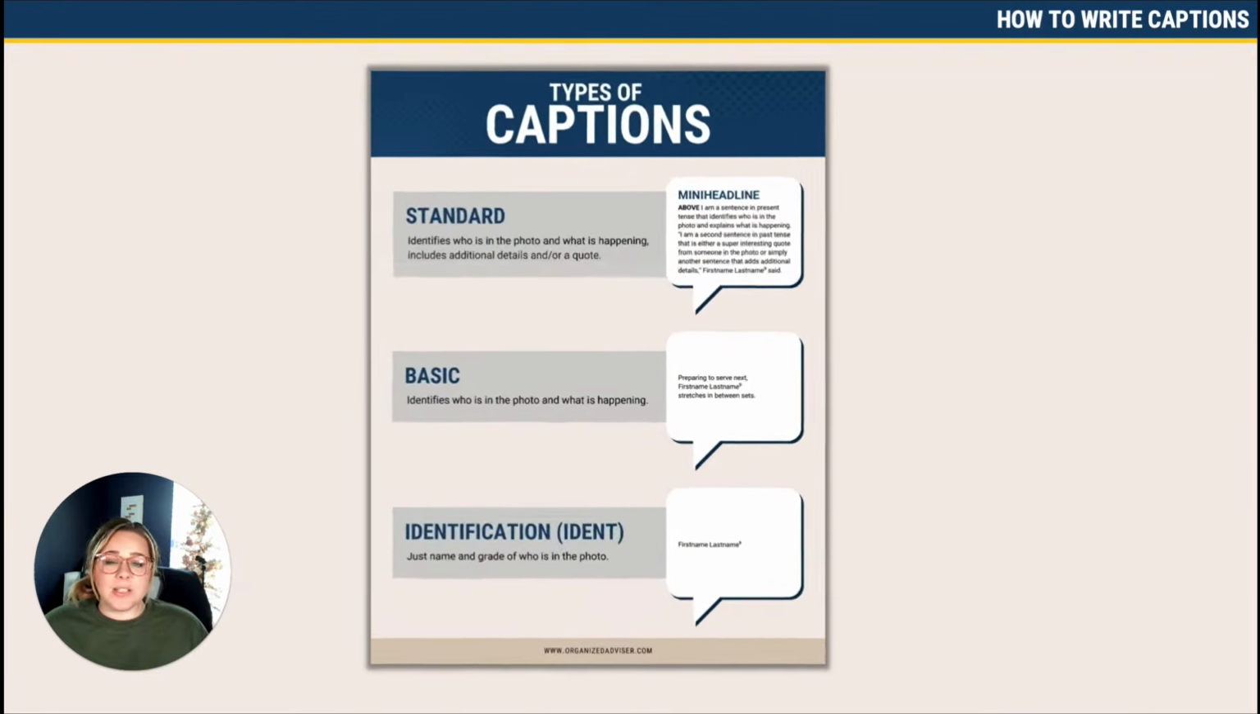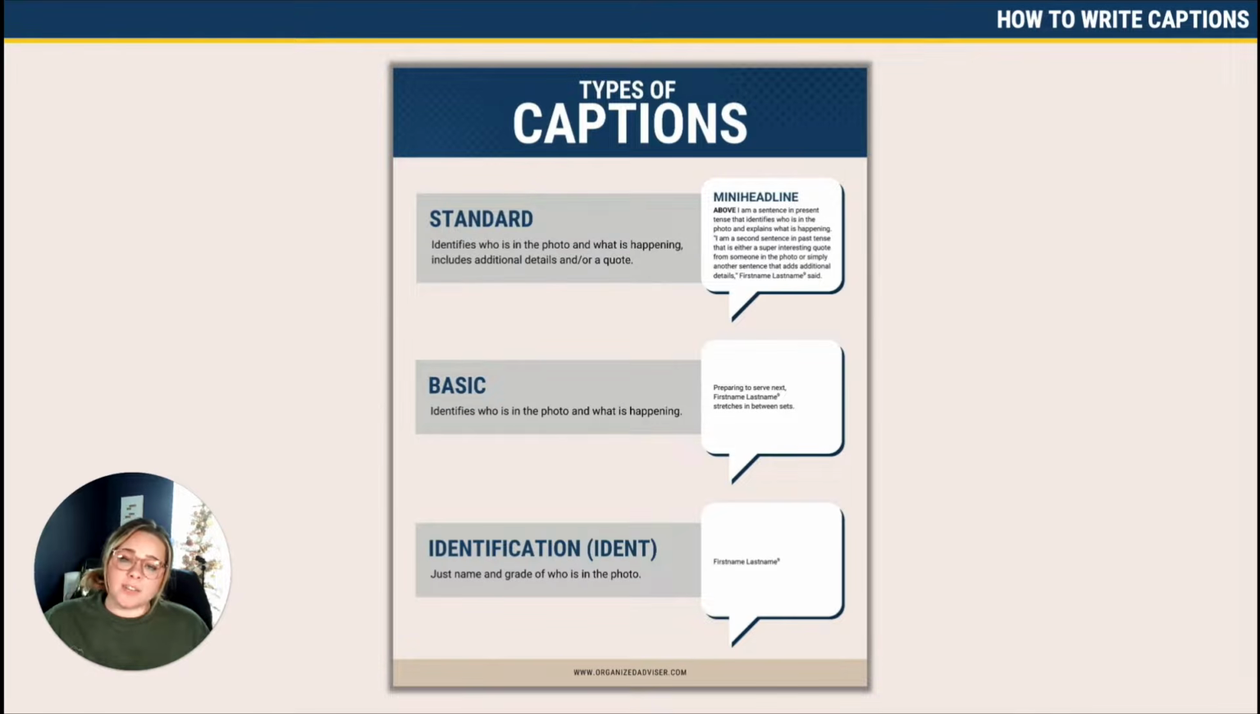Okay, so to get started, we're going to talk about the types of captions. Here, I've broken them down into 3 different types: a standard, a basic, and an identification or an ident. But just so you know, this is not an exact science. However your publication decides that they want to do captions, that is totally fine as long as it's consistent. So if you don't follow this exact formula, that's okay, but this is a really easy way to learn the basics, and then if you want to switch up your structure a little bit and include more or less detail based on your staff, their capabilities, the bandwidth you have available, that's totally fine. But for the purposes of this, I'm going to break it down into these 3 categories.